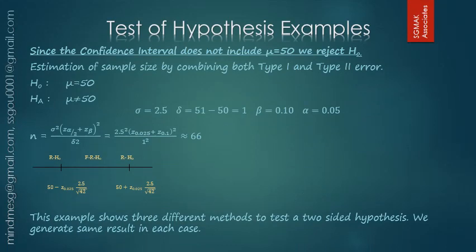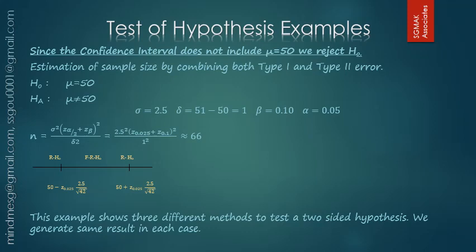Moving on. In the previous example, since the confidence interval does not include the hypothesized value mu equal 50, we're going to reject the null hypothesis. So all three methods give us the same solution.